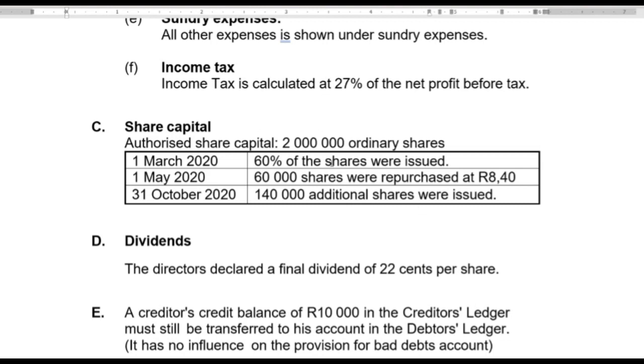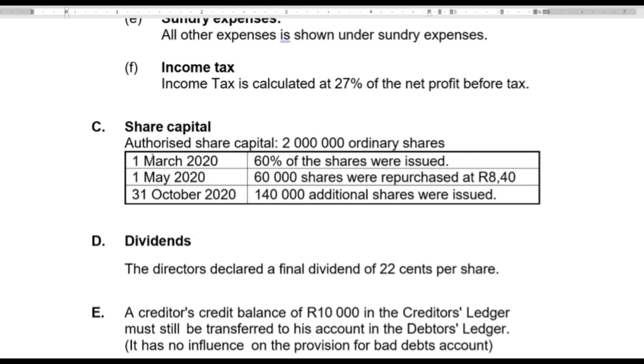So there's my information. I'm going to cheat a bit because I didn't do the income statement. So I'm going to give you the net profit after tax. I'm going to fill that in for you, just so that we can get through the work. But that's only when we get to the retained income note. Right. So here we go.